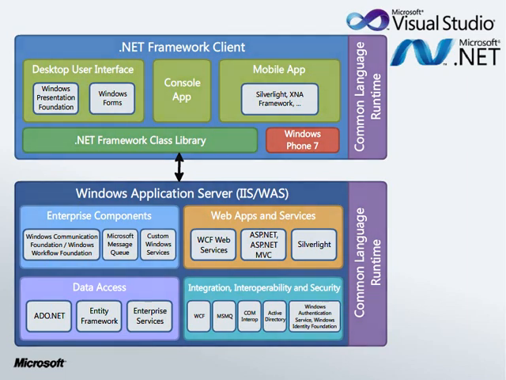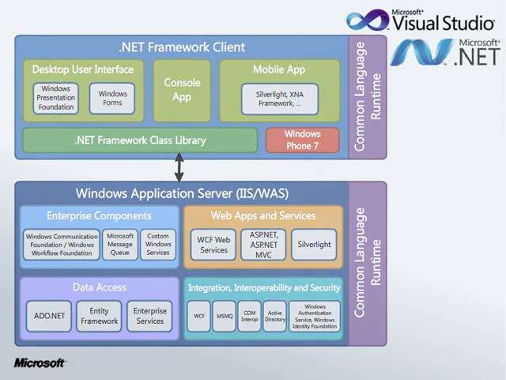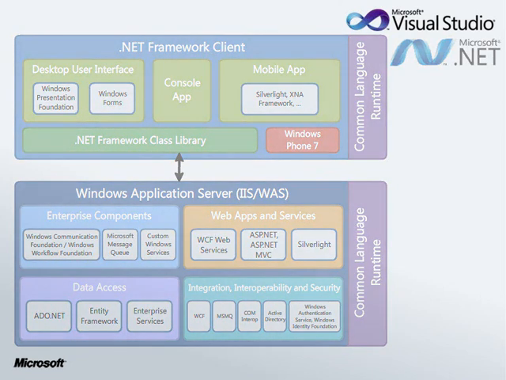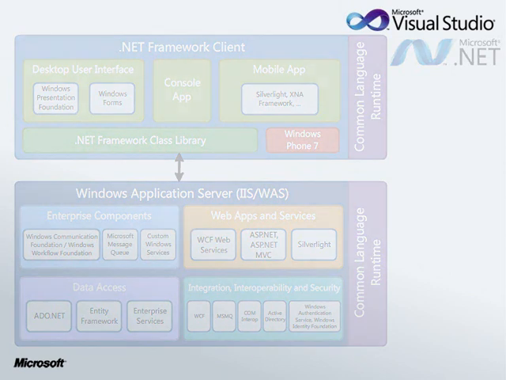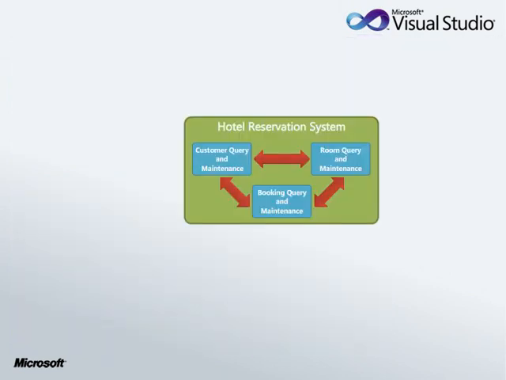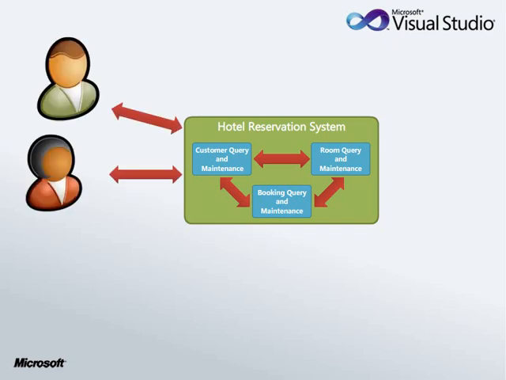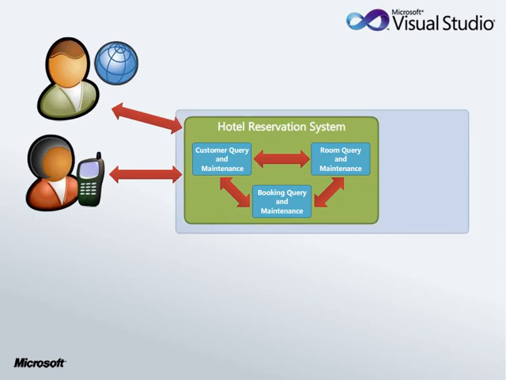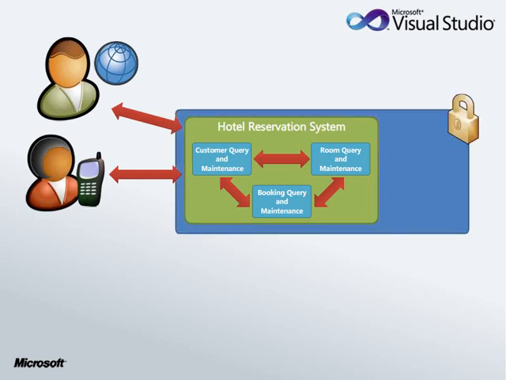To fully understand the similarities and differences between Java and the .NET Framework, it helps to see how a complete system might be constructed by using them. Consider a hotel reservation system. This system provides access to the bookings held by a hotel. Customers can register their details, query room availability, and make a reservation, either by using a web browser or a mobile device. The system is surrounded by an appropriate level of security.